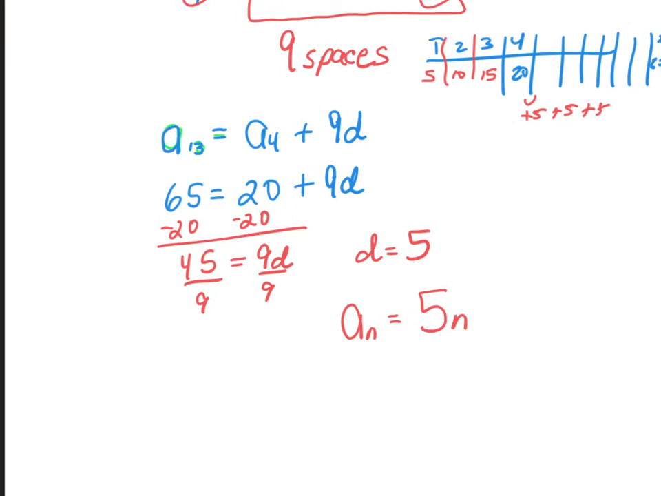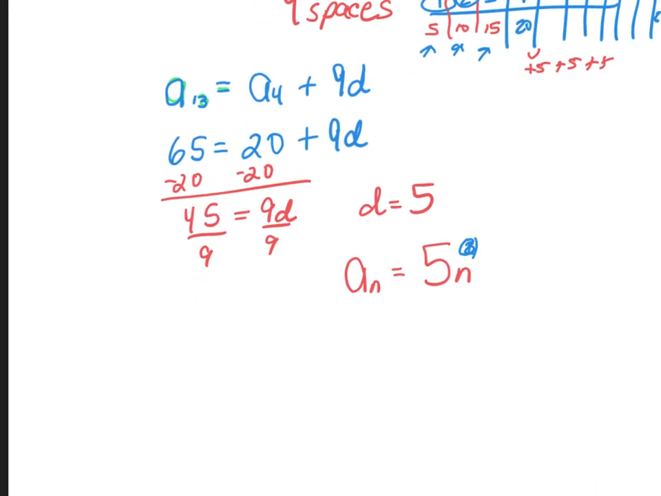This is the first term, right? If I plug in 1 for n, what's 5 times 1? 5. Is that the first term? All right. What about 2? Let's plug in 2. What's 5 times 2? 10. What's 5 times 3? 15. So what's the rule for this problem? Just 5n. Very good. A sub n equals 5n.